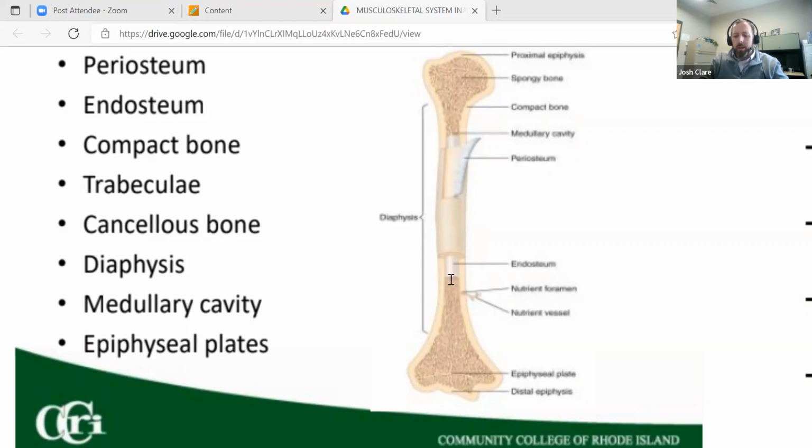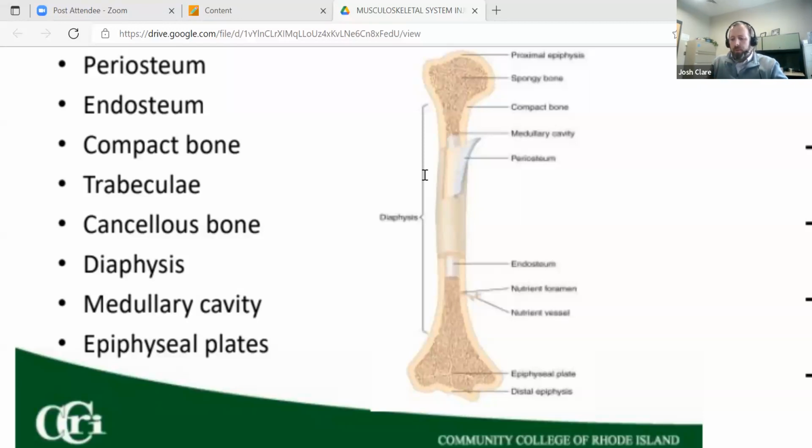And then the diaphysis is the long shaft, the shaft of the long bones. The medullary cavity is the inner core of the long bone, and contains yellow fatty marrow. In the surgical world, to fix a fracture, sometimes you have to put a rod right through it. That's called an intramedullary rod, right through the medullary cavity.